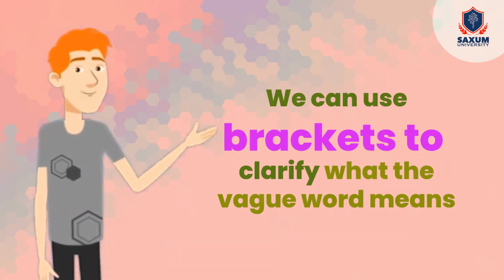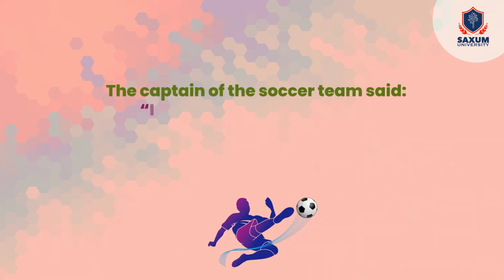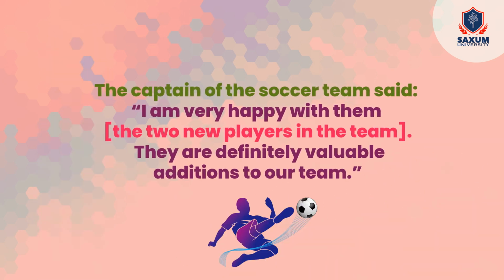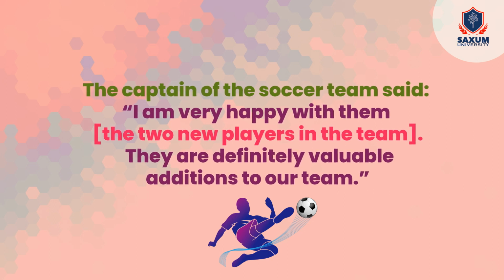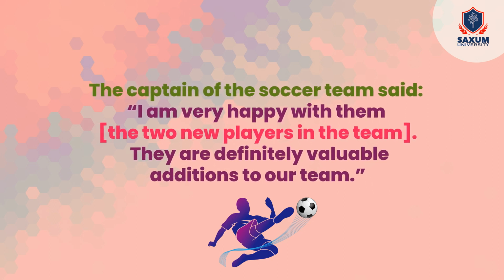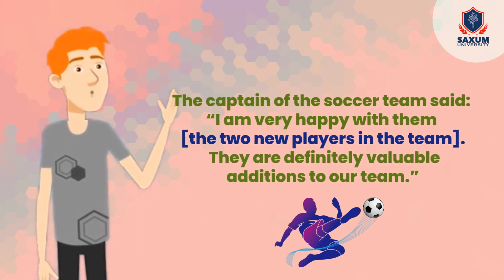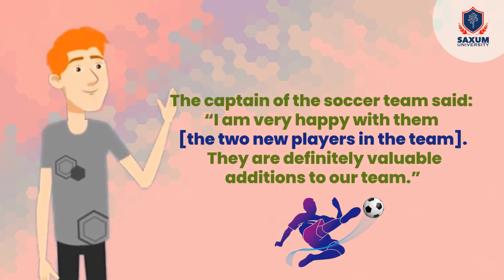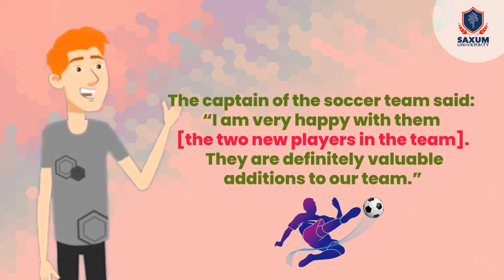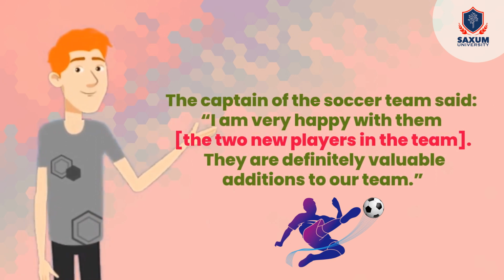In other cases, the person we are quoting didn't omit a part, but he or she may have used a word that is vague, like a pronoun, or words like there, that, those, something, etc. We can use brackets to clarify what the vague word means. The captain of the soccer team said, "I am very happy with them, the two new players in the team. They are definitely valuable additions to our team." In this case, the captain of the team only said them. Who are them? Who is the captain talking about? We can use brackets to clarify that them refers to the two new players who have joined the soccer team.